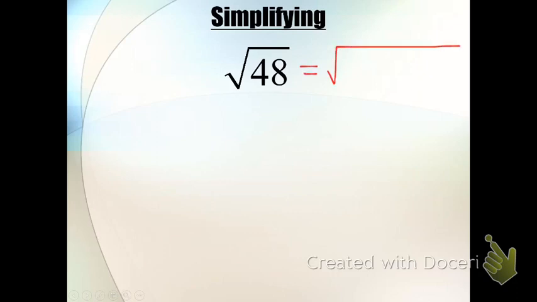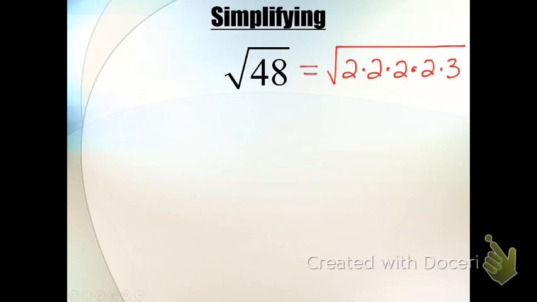Let's try another one. Let's try the square root of 48. This time I'm not going to write out the factor tree. I'm going to try to do the prime factorization sort of in my head. So the square root of 48, I know that that's even, so I can break that up into 2 times 24. And then 24 is 2 times 12. And then 12 is 2 times 6. And 6 is 2 times 3. So rather than making a factor tree, I could think through it this way.